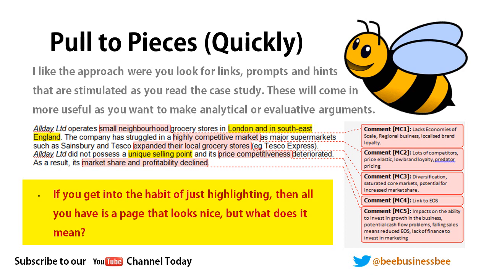Then I've thought highly competitive market. So what does that mean? That means lots of competitors, a price elastic products. There's going to be low brand loyalty in some ways, so people are going to shop around. Predator pricing and destroyer pricing could be in operation. So I've linked them straight away.